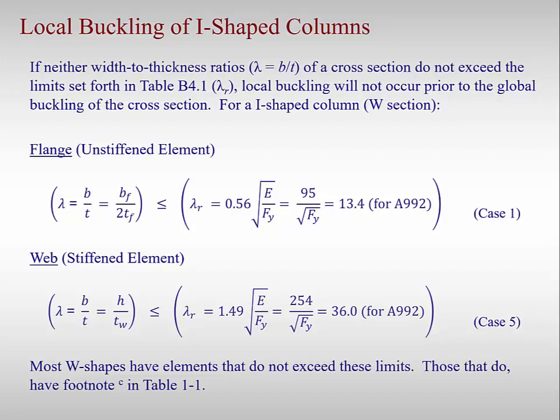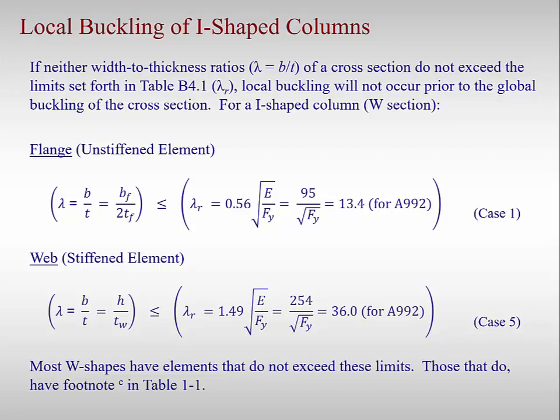Shown are the local buckling provisions for W shapes. Note that the slenderness ratio for the flange or unstiffened element is half the flange width divided by the flange thickness, which must be no greater than 95 over the square root of the yield stress. For the web, the length of the element is divided by the dimension h, which is the height of the web minus the fillets or curved corners. This is the length of the web, which has the constant width given as t sub w.